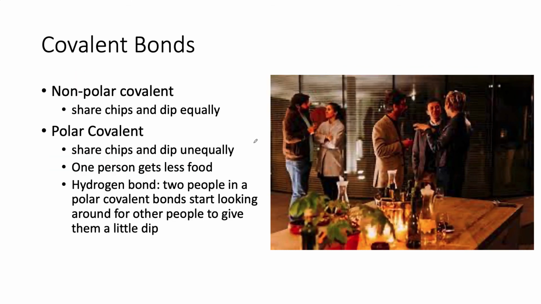So returning to our analogy, a non-polar covalent bond is where we're sharing the chips and the dip equally. A polar covalent bond is you're still sharing chips and dip, but they're shared unequally. One person is sort of pulling the chips and the dip closer to themselves, which means one person is kind of getting a little bit less food. And what can happen when you have a polar covalent bond is that you could form a hydrogen bond between that molecule and another molecule. And it's kind of like when you're not getting a lot of chips and dip from your partner, you start looking around to see if maybe there's somebody else around that might give you some of their dip.